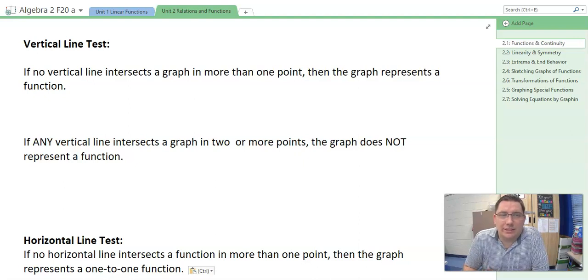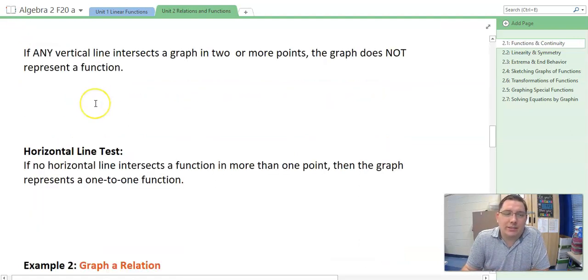We're going to start with the vertical line test first, which you should have seen in either 8th grade or in Algebra 1 talking about functions. And remember, this says that if I can take a vertical line across the graph and it never touches more than 1 point at the same time, then the graph is a function. And the converse is true as well. If any vertical line comes through and touches 2 or more points at the same time, then the graph is not a function. But the horizontal line test gives us a little bit more information.